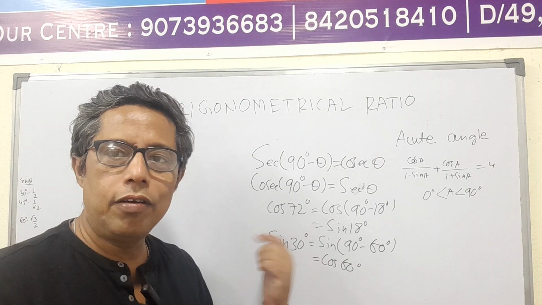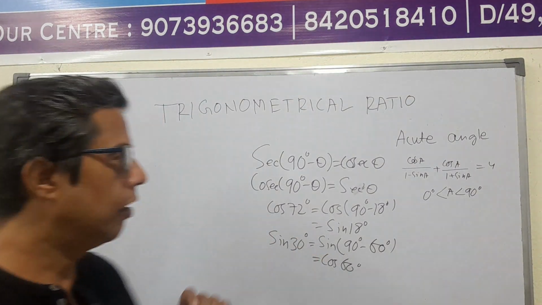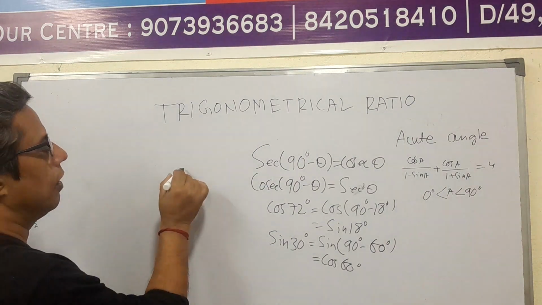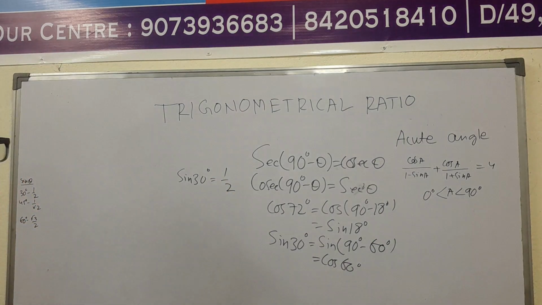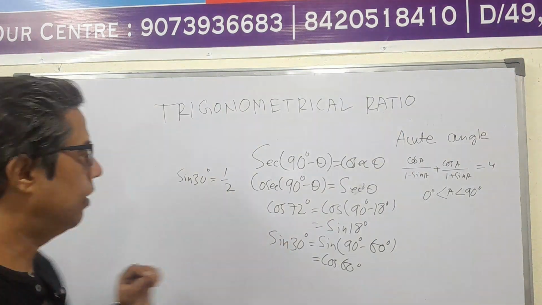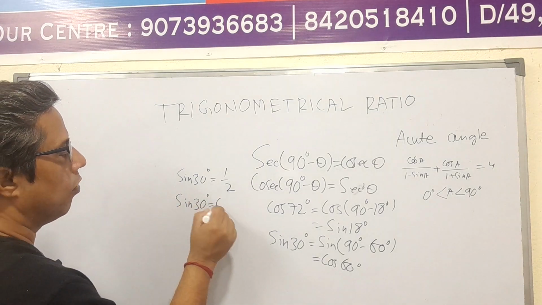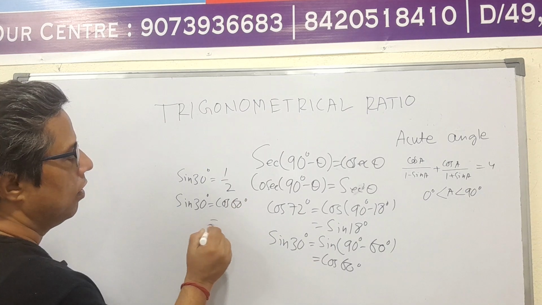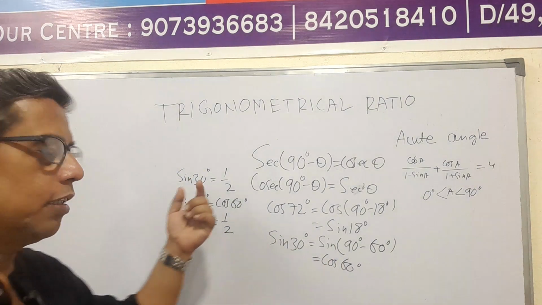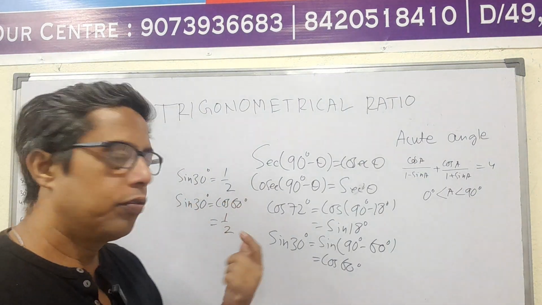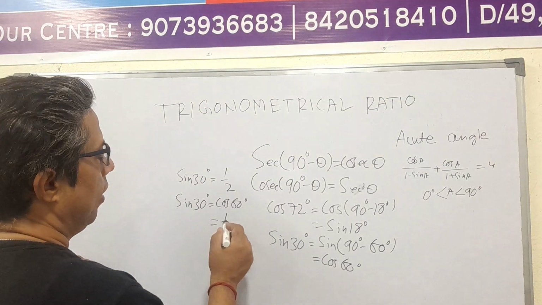That's why if you see the value table, you have to remember only sine values. Like sine 30 degrees, whose value is half. You have to remember this only. Then sine 30 degrees is equal to cos of 60 degrees, so cos 60 degrees is equal to half. That's it. And tan 30 degrees is sine 30 by cos 30, where sine 30 is 1 by 2 and cos 30, right?